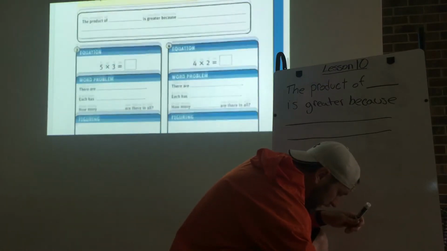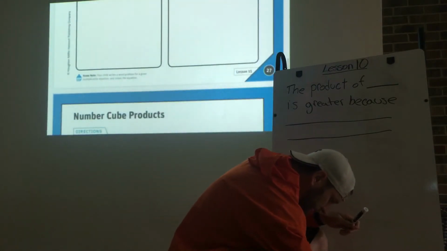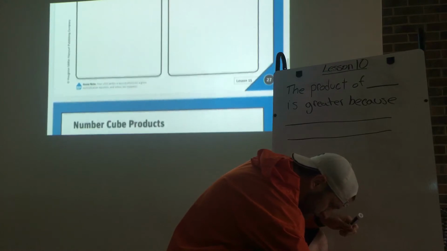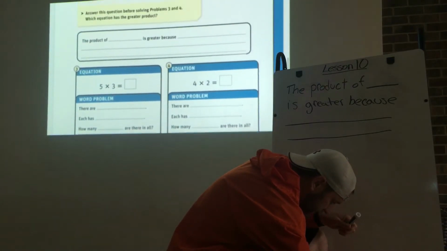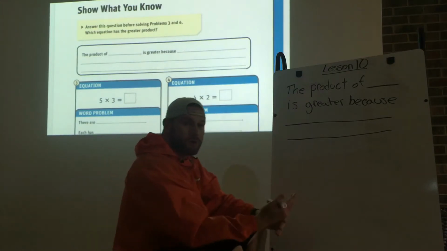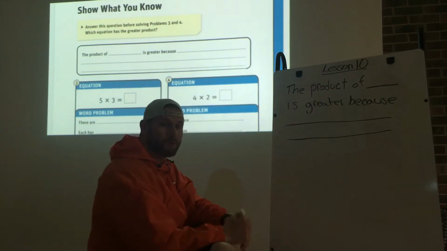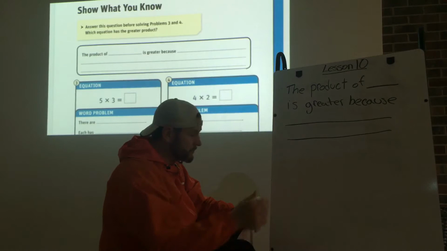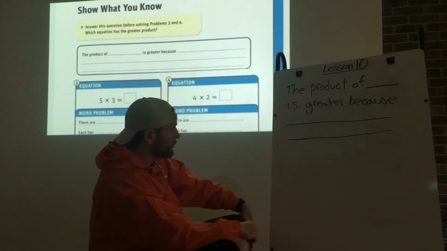If you have the PDF at home, I emailed it out, but it's page 27. Page 27 is where I'm at. It's a show what you know. This is usually done by yourself, but we're actually going to just do it together. So let's first jump right in here.